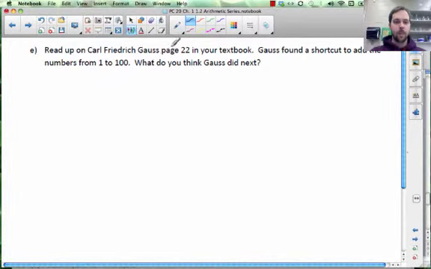I want you to read up on Gauss on page 22 in your textbook. He found a shortcut to add the numbers from 1 to 100. This was before the time of calculators, so it was actually quite an impressive feat that he was able to do it in minutes. And then try to answer this question: what do you think Gauss did next? See if you can figure it out on your own. Just a little challenge for you.